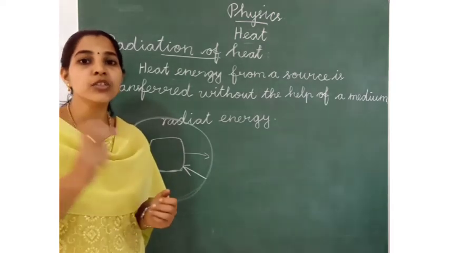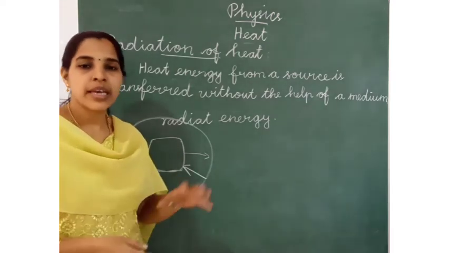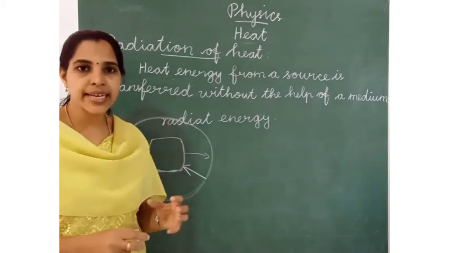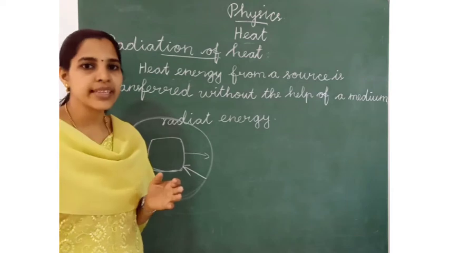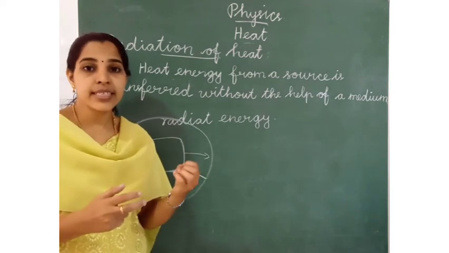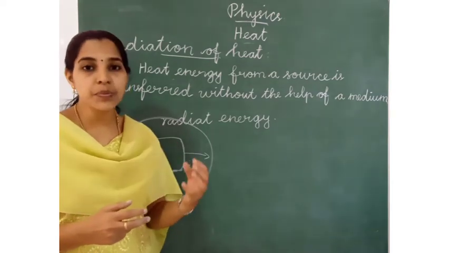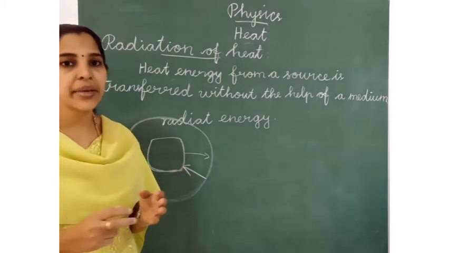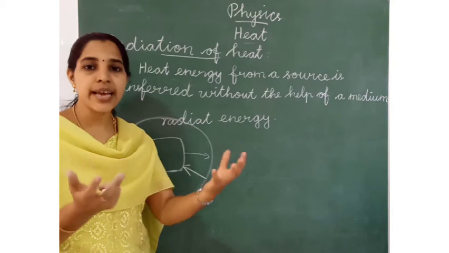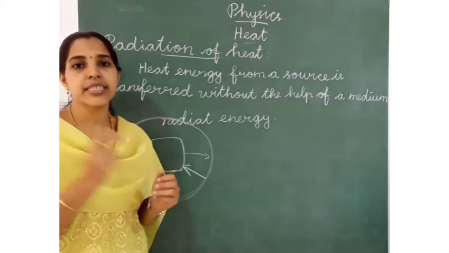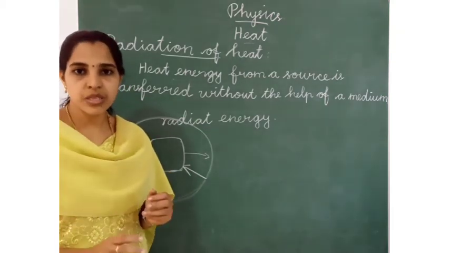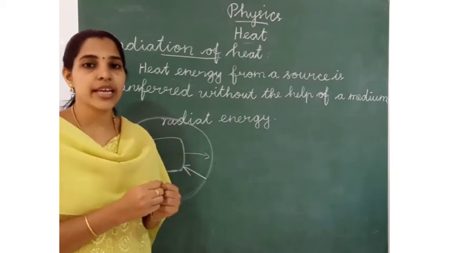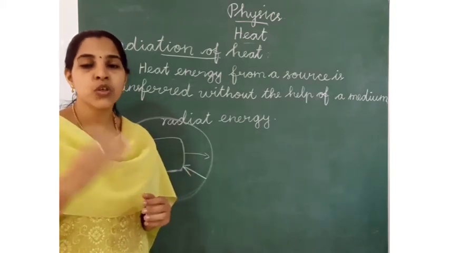So that is called a good absorber. If the surface is very shiny or very clean, it will reflect the light. That is, it will not absorb light or heat. That is the good emitter. If a substance absorbs heat energy, it is called a good absorber. If it does not absorb the heat energy, it is called a good emitter.